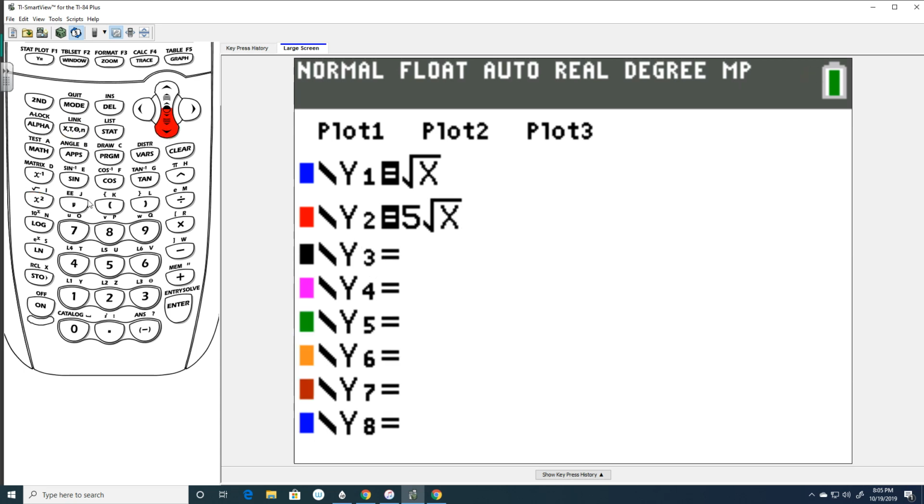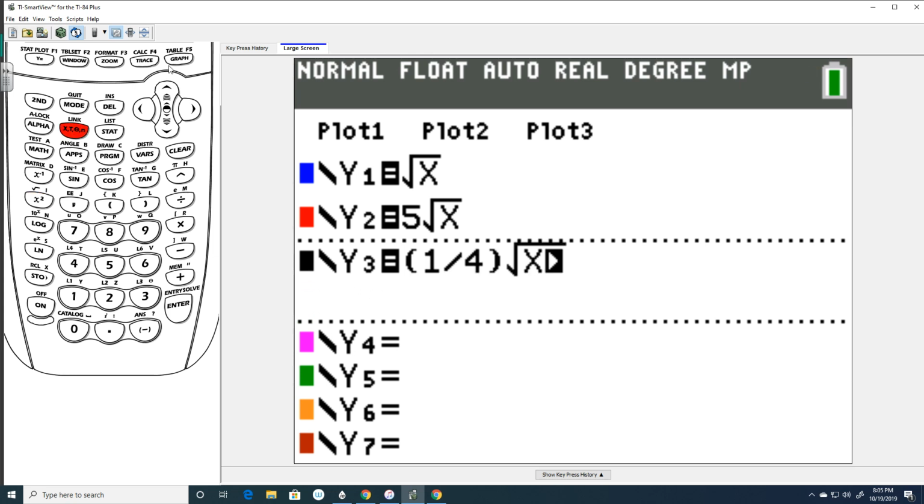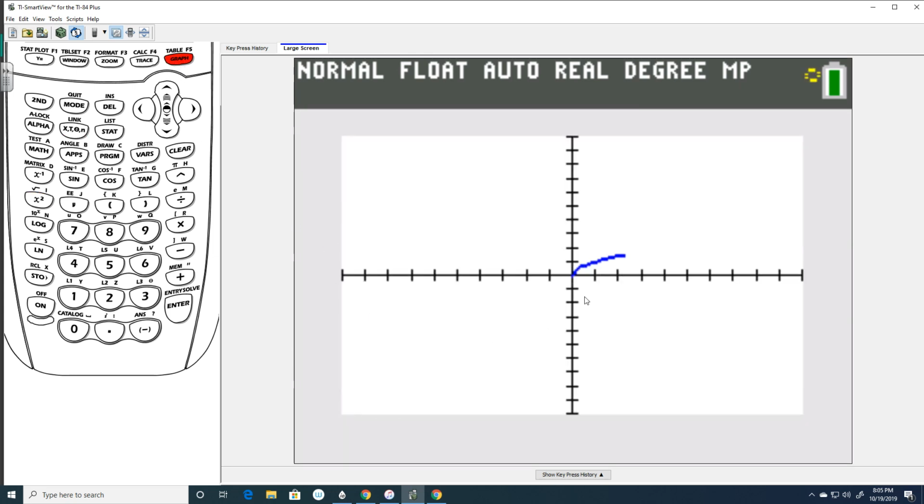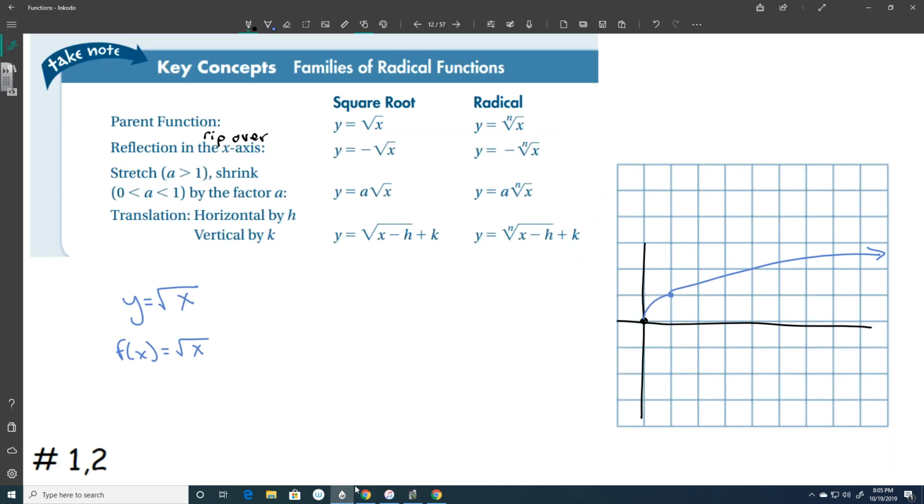My black graph, I'm going to put a fraction. I'm going to put 1/4 in front. And then I'm going to put square root of x. Now, when I graph these, there's my original graph. And look at what the big number does. If I put a big number, it makes it taller. It stretches it up. And if I put that little fraction, it makes it short and squatty and fatter. Okay? So just like the absolute value function, a number in front is going to stretch it or compress it.